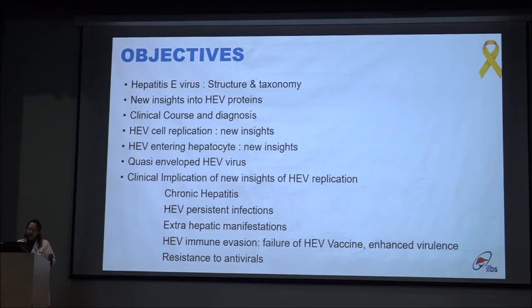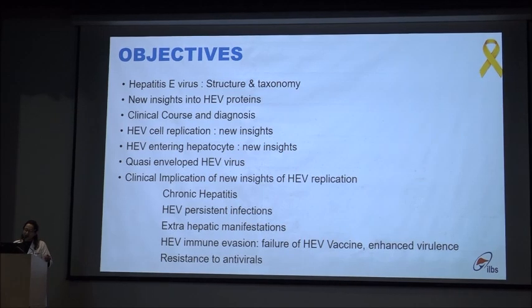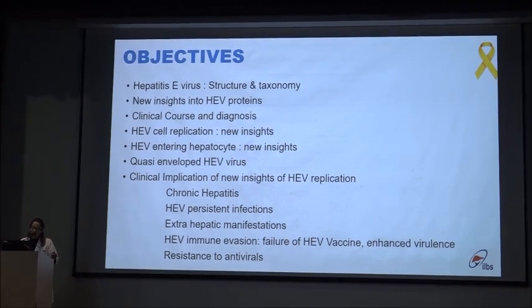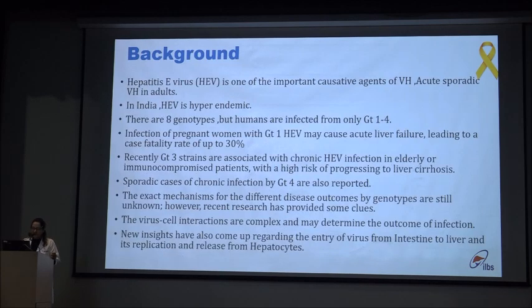So I'll be covering the structure and taxonomy, which has been changed recently, what the new insights into these proteins and their significance are, the clinical course and effect on diagnosis, its replication and the new insights, how it enters hepatocytes, the quasi-enveloped HEV, which is the very latest, and the clinical implications of these in the form of chronic hepatitis, persistent infections, extrahepatic manifestations, and immune evasion.